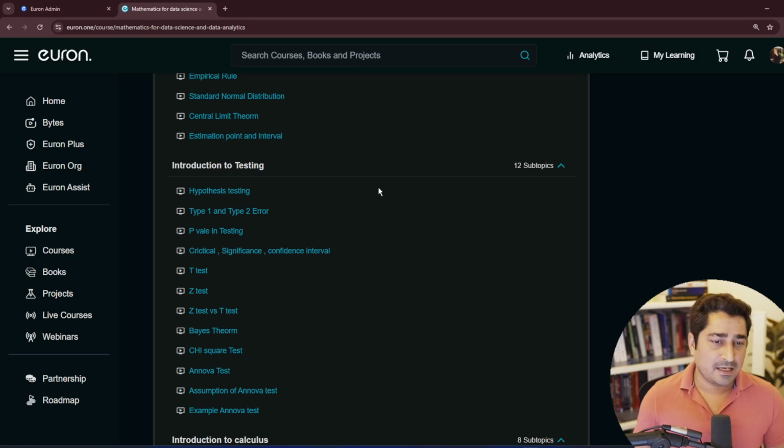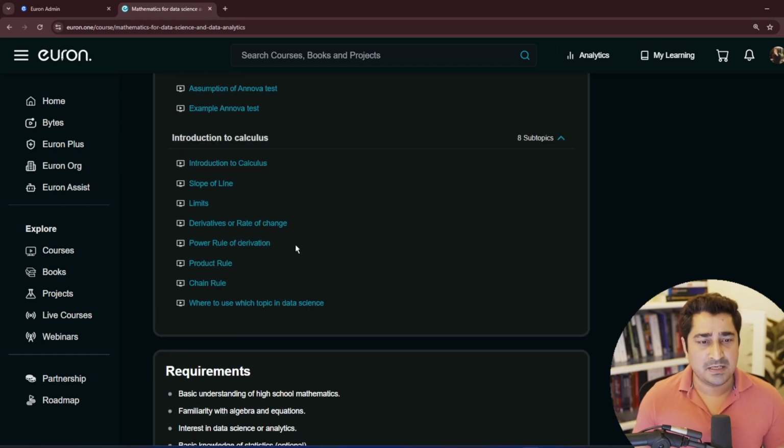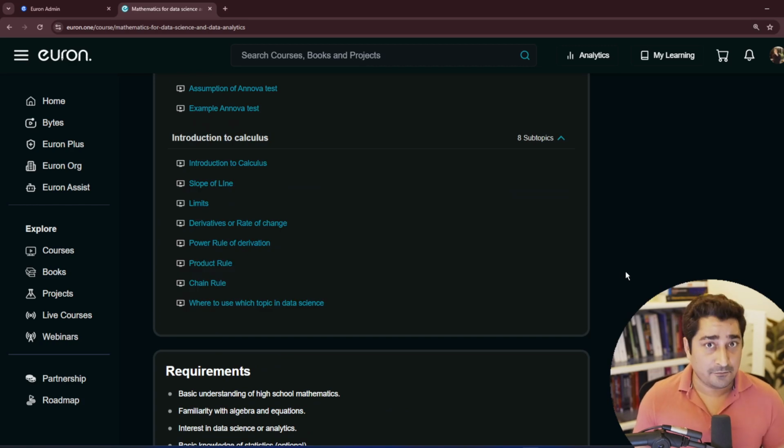And then obviously we are talking about hypothesis testing, which is used widely inside machine learning algorithms. We are talking about the t-test, the z-test, the Bayesian theorem, chi-square test, ANOVA test, many more things. Plus we are talking about calculus as well, which is very much required for deep learning algorithms, and even for machine learning algorithms this is required.